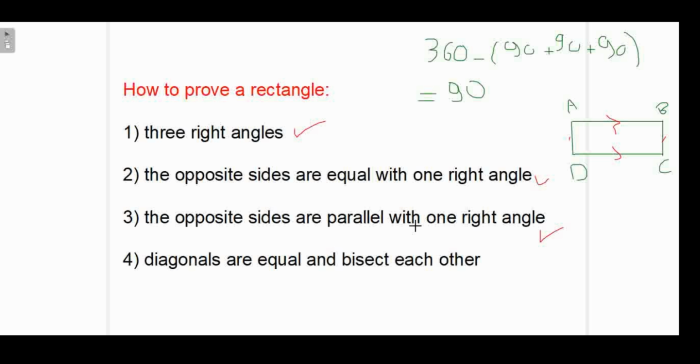And if we do not have a given about all of them and we have a given about the diagonals, we also can prove a rectangle from its diagonals. If we have given that the diagonals are equal and bisect each other, then this quadrilateral is a rectangle. So that's all for our rectangle, and in our next videos we will solve some exercises.